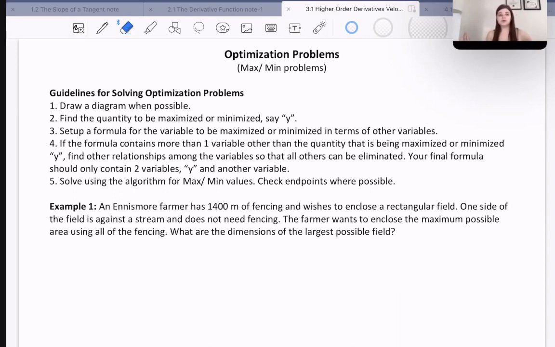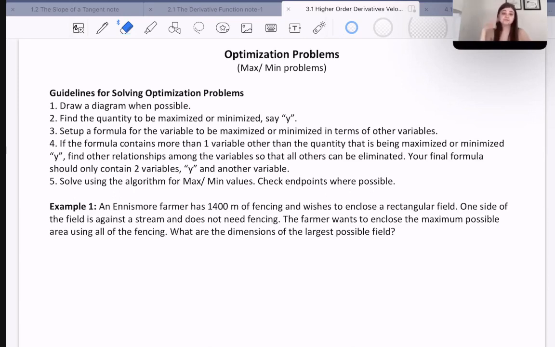So, in other words, if there are two different variables in our equation other than the area to be minimized or maximized, we need to find other relationships and use substitution in order to get it down to something we can actually differentiate. And then number five says use the algorithm for minimum and max values and check endpoints where possible.